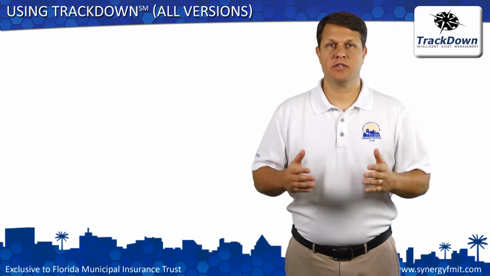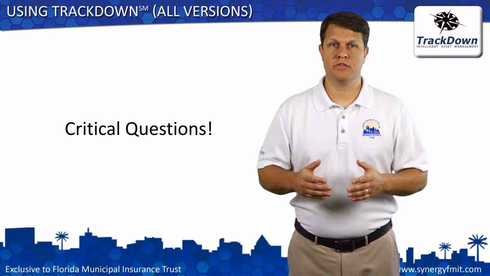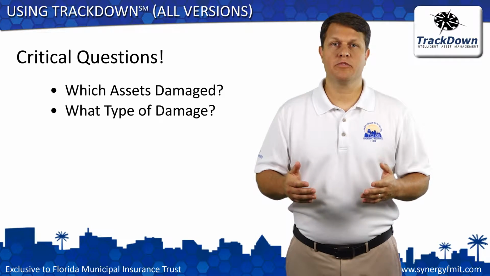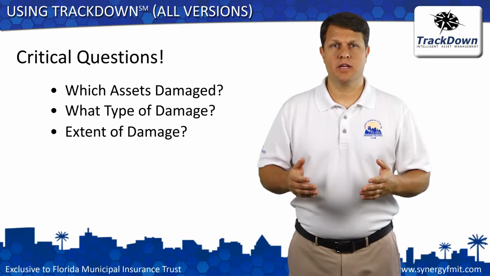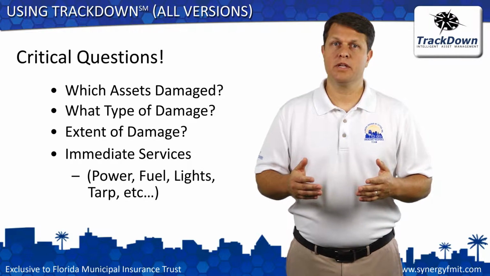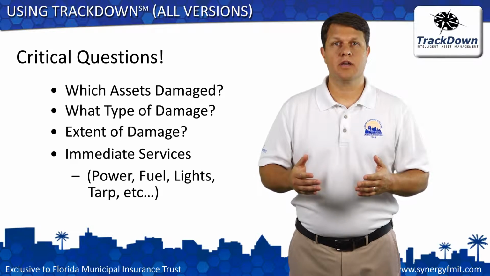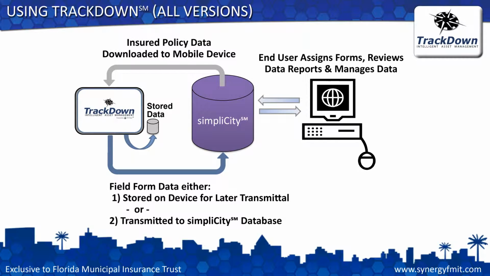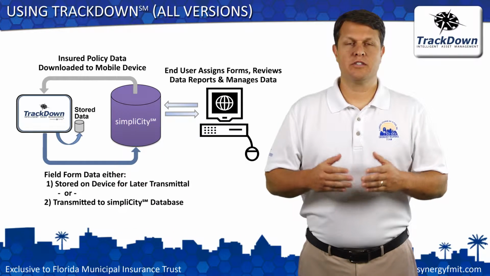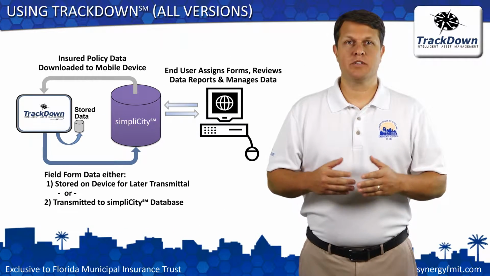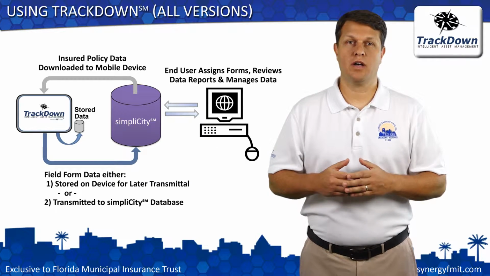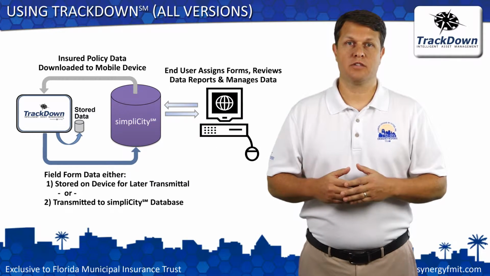A TrackDown damage assessment consists of critical questions about insured assets, such as which assets have damage, what type of damage exists, the extent of the damages, what immediate services may be needed, as well as additional GPS location, photos, and more. If the device being used does not have an active connection to the internet, such as in the case of a hurricane, damage assessments are stored locally on the device until the user is able to connect to a Wi-Fi hotspot or other internet connection.